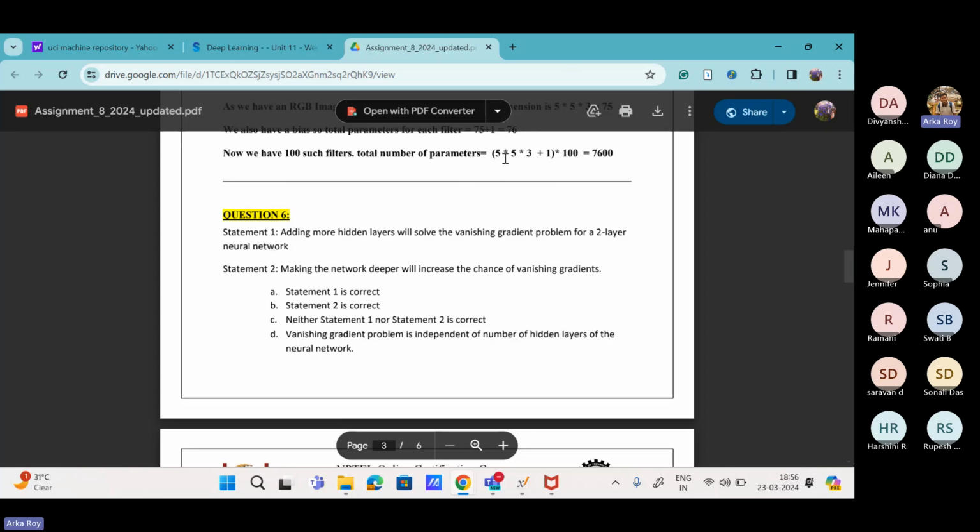So it is 5 into 5 into 3 plus 1, and that is why you are saying that you have one bias, and then you multiply with 100. So here you need to understand from where the 1 has come, and whether it has any significance or is just a dummy value or a mathematical manipulation or something else. Because it is actually for bias, but there is some mathematical manipulation involved over here. You do not have a single bias over there.